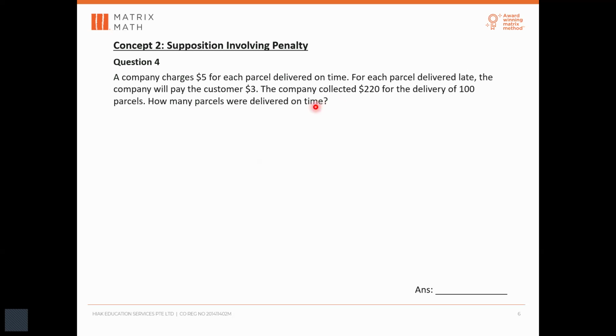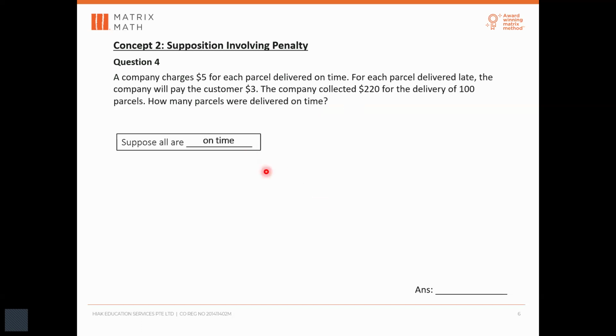So earlier on, I explained for the basic one, if they ask for A, you start off with B. If they ask for B, you start off with A, the opposite, right? But for a penalty question, it doesn't matter what they ask for. You always start off with the one that gives you the money, because you need them to be positive. Yes, that's right. So, suppose all are on time.